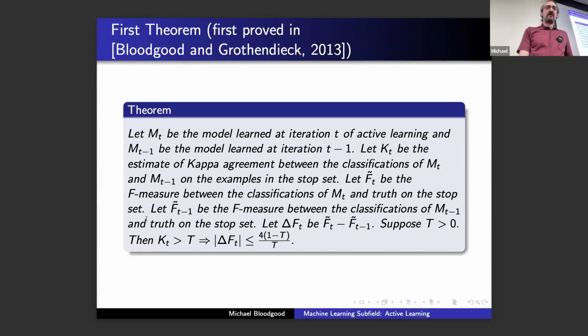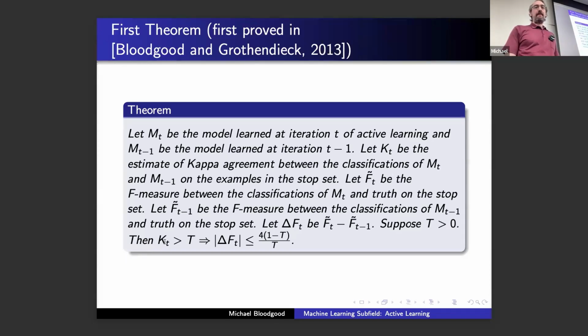So we may not know that truth, but we can conceptualize it, and we can certainly call it f tilde sub t, and it exists. We may not be able to compute that number and say it's 96.32, but we know it exists. So then we let delta f sub t be the difference: f tilde sub t minus f tilde sub t minus 1. And we suppose that some threshold, let's call it capital T, is greater than 0.